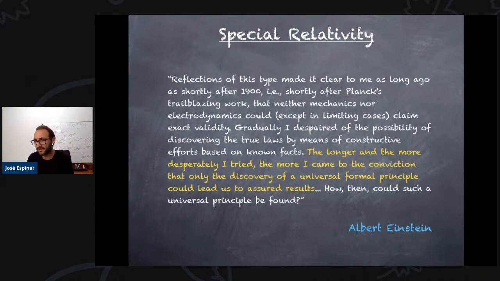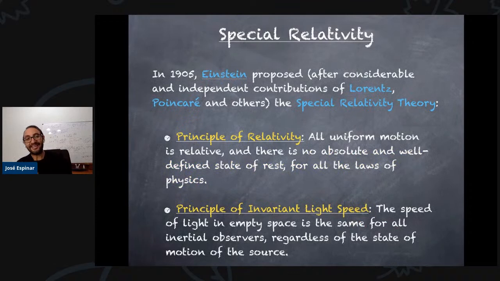The first one appeared with special relativity in 1905, right? And this is the reflection that he made: the longer and the more desperately I tried, the more I came to the conviction that only the discovery of a universal formal principle could lead us to assured results. So that's important. In this famous paper of 1905, it's not the only one at the time, right? We know that this is one of the great years in physics by Albert Einstein.